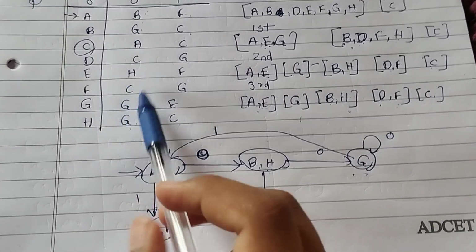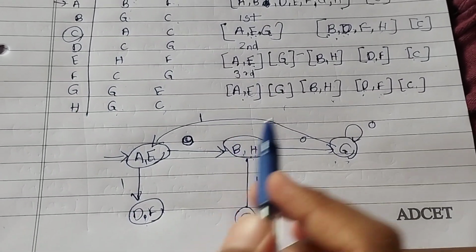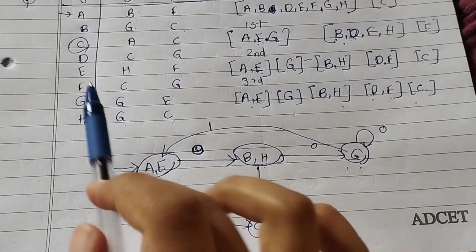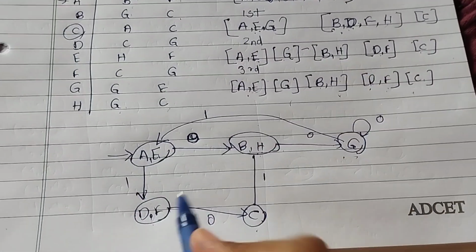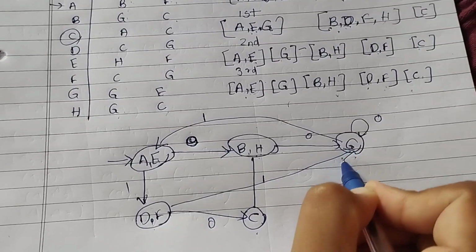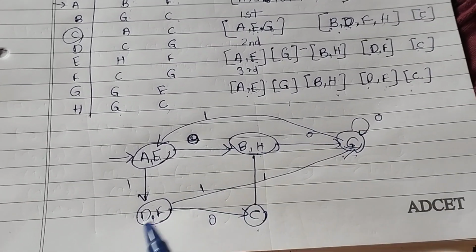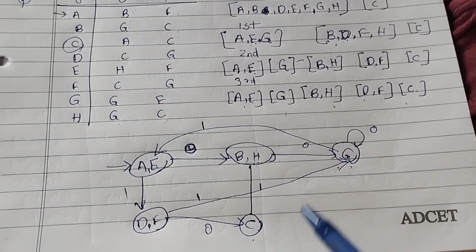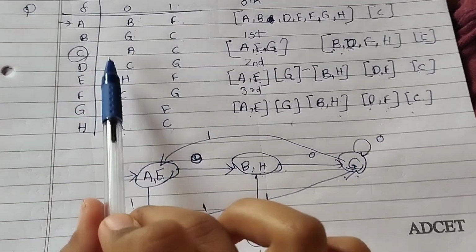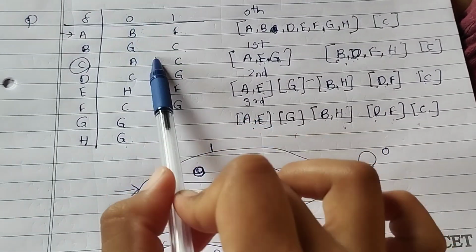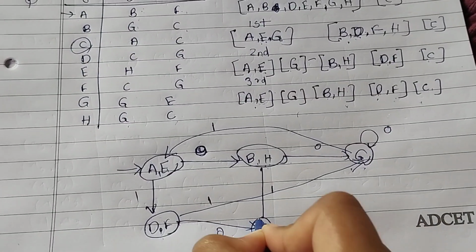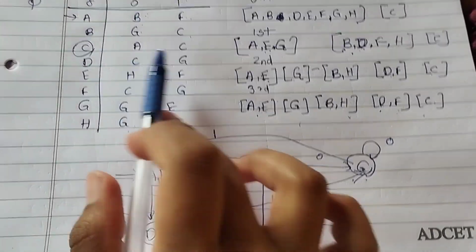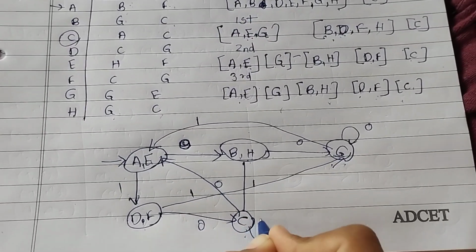So DF. D reads 0 in C. So C is the single state. So we draw here 0, and D reads 1 in G. So here 1. F also reads 0 in C and F reads 1 in G. So we have already drawn these. Now C. C reads 0 in A. So we draw here 0 in A. Now C reads 1 in C itself. So we draw here 1.